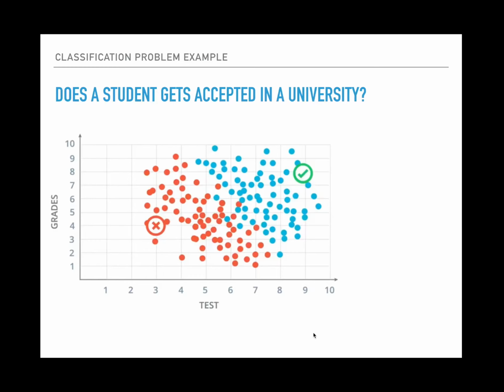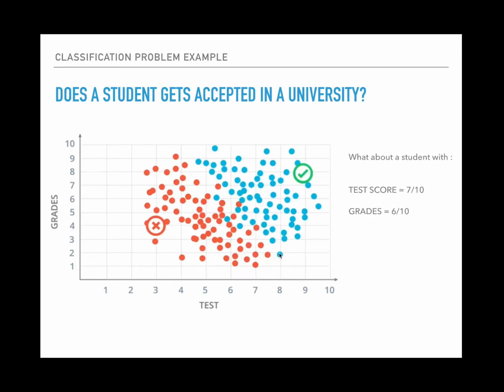There is a student who wants to get accepted in a university. So does he get accepted? The university looks at his test scores and grades, both out of 10. Let's take an example of this point. If the person gets 8 out of 10 in the test and 2 out of 10 in grades, he seems to get accepted in the university.